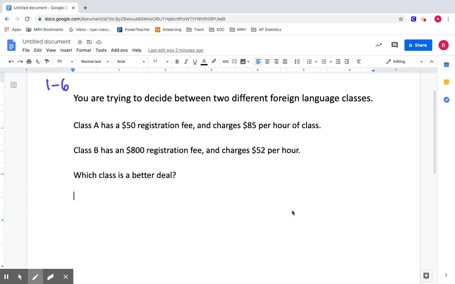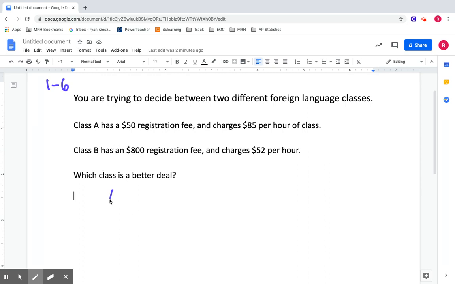Okay, we have one more thing to talk about in lesson 1-6, and that is how you would handle a word problem with a system of equations. So, in our little word problem right here, we are trying to decide between two different classes, and they have different rates that they charge. There's a class A and there's a class B.